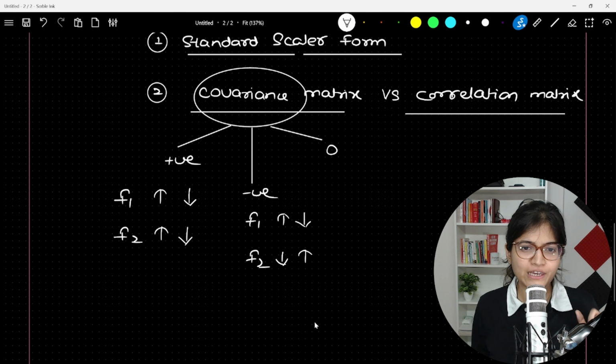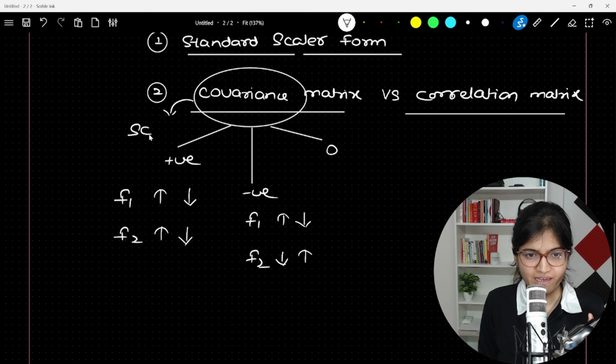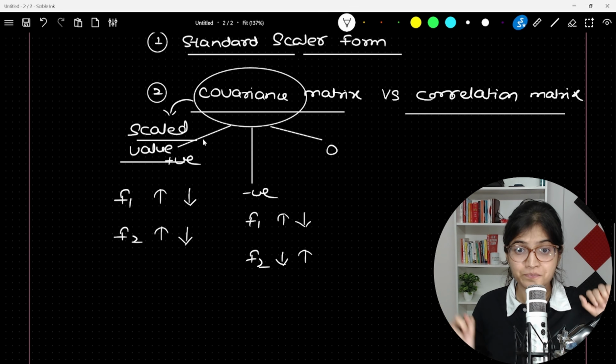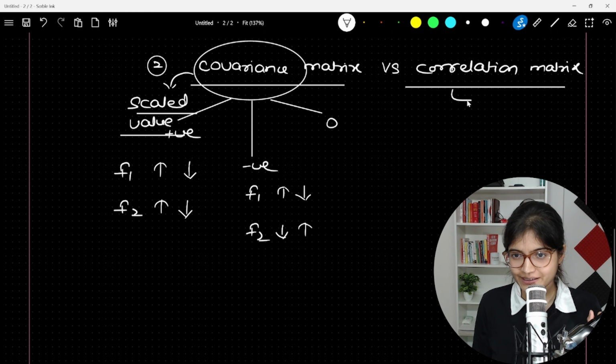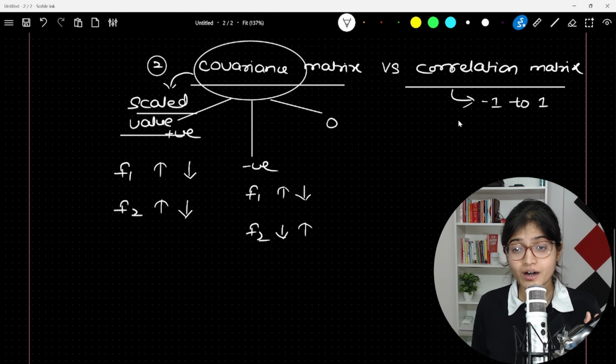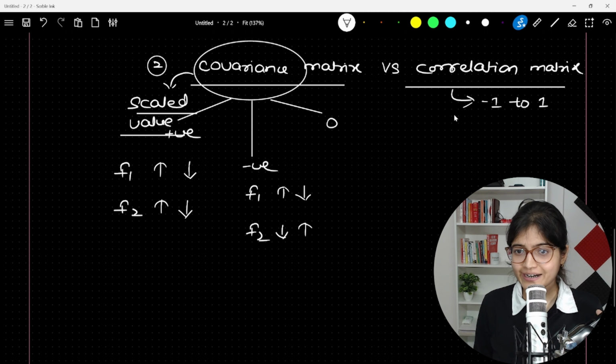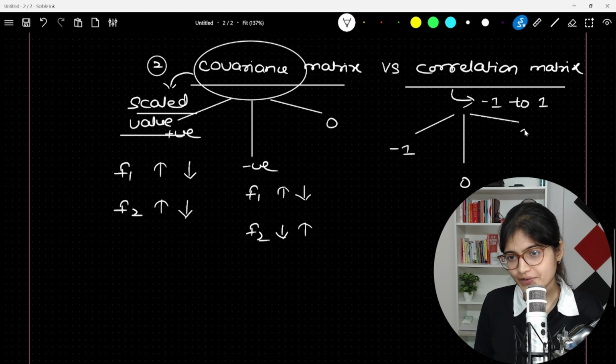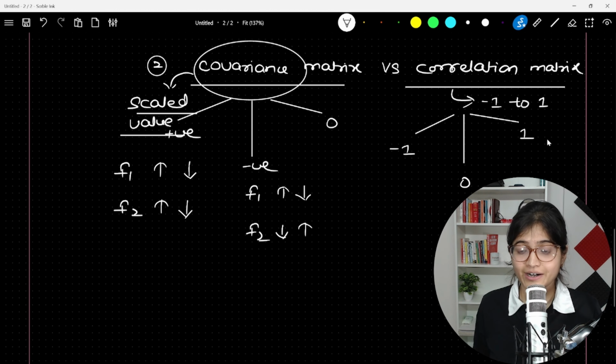Now, the covariance value will have some scaled value, right? Either it will be some positive or negative value, there is no specific range. But when we talk about correlation, it has a specific range from -1 to +1. So it is not dependent on any unit. It is not a scaled value, right? If you have a negative correlation, or a 0 correlation, or a positive +1 correlation, right? Negative again indicates the same thing, right?